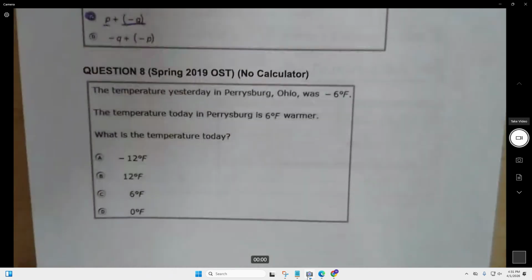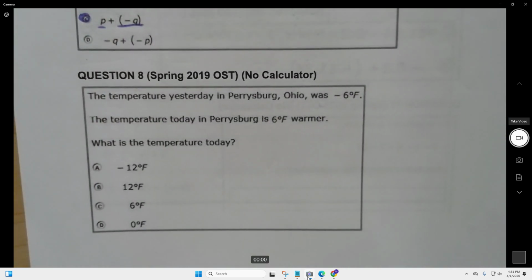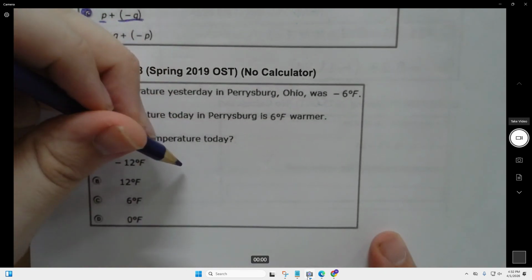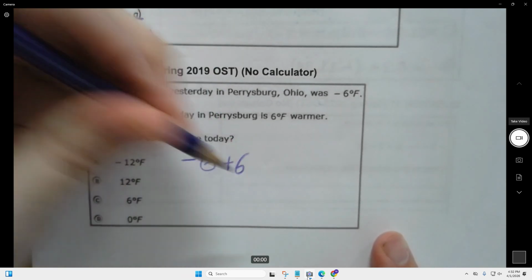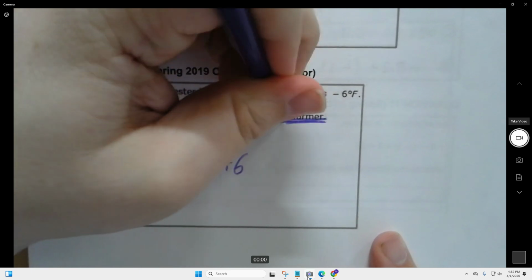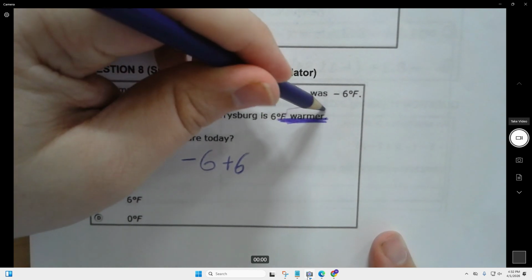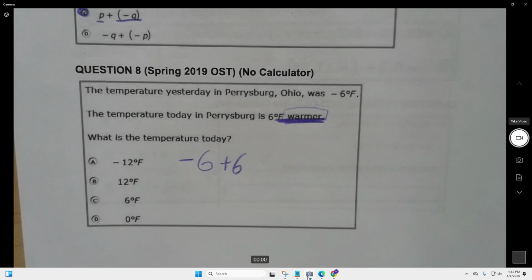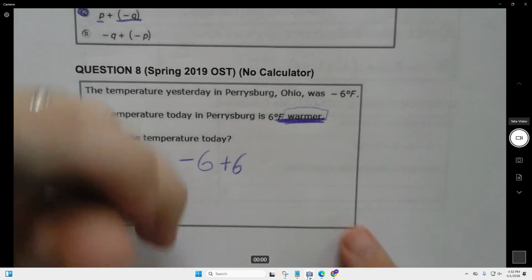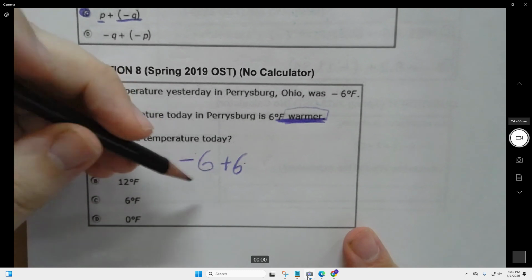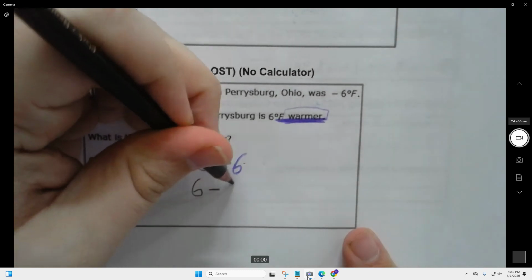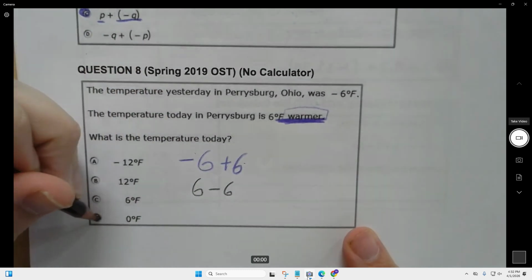Question 8. No calculator allowed. The temperature yesterday in Perrysburg was negative 6 degrees Fahrenheit. The temperature today in Perrysburg is 6 degrees warmer. What is the temperature today? All this is asking is negative 6 plus 6. Warmer means the temperature is going up. Big word here, warmer. If this was 6 degrees colder, you would get lower. However, since it is warmer, you're adding. What is negative 6 plus 6? Or what is 6 minus 6? It is 0.